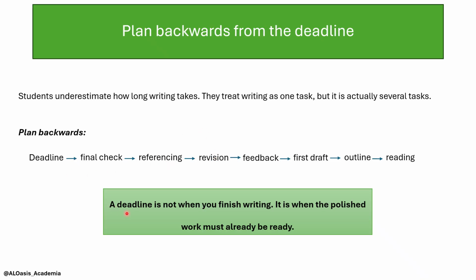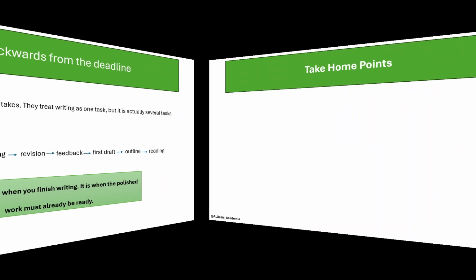So the deadline is not when you finish writing, which is the first or second draft. It is when you polish everything: the references, the arguments, the structure, the word count, the font, the line spacing, all these small details that universities usually ask for when you're writing an assignment. That's when the deadline is, when all that is done and now you need to submit it. So use this backward plan, it will help you a lot.